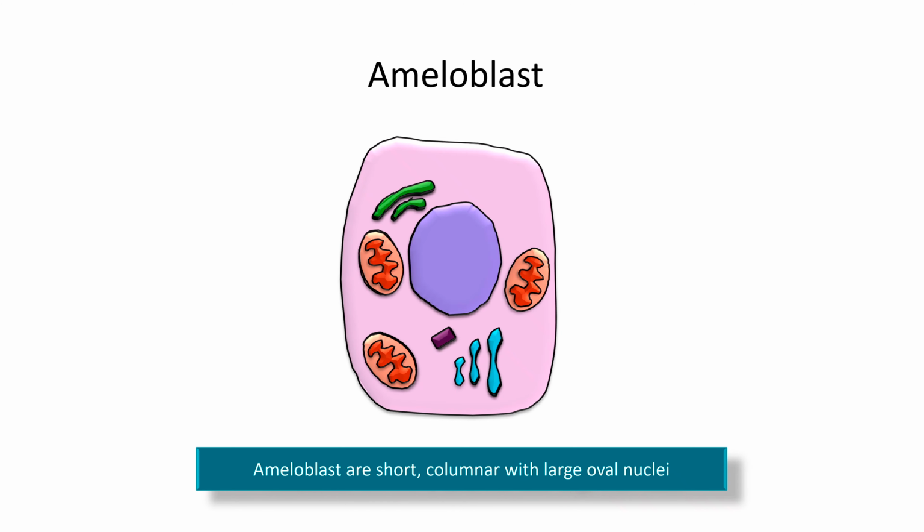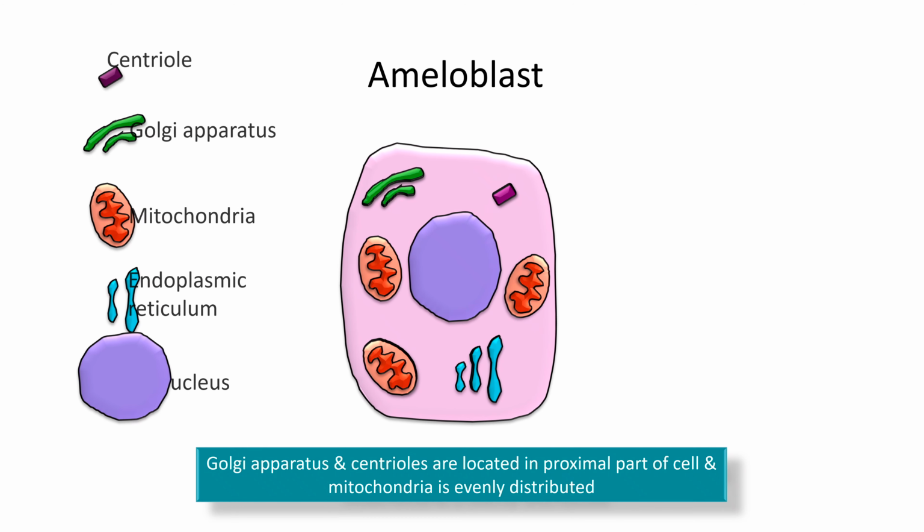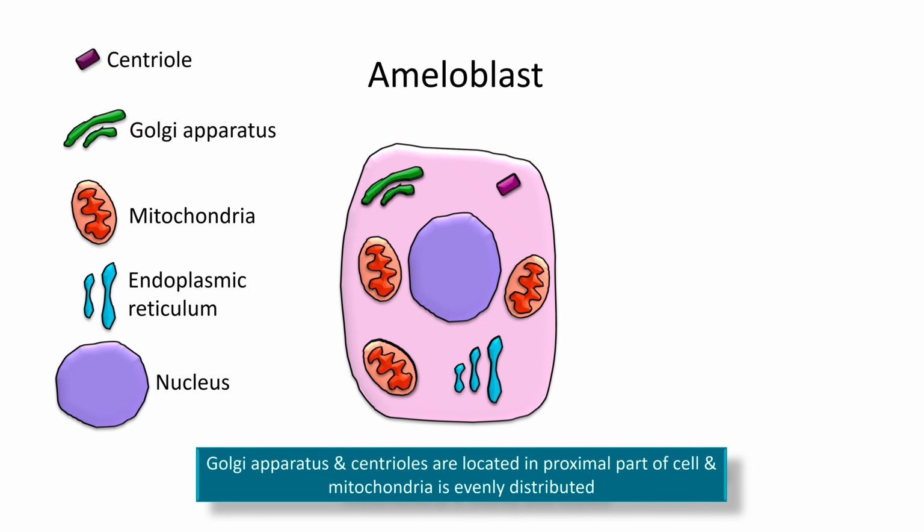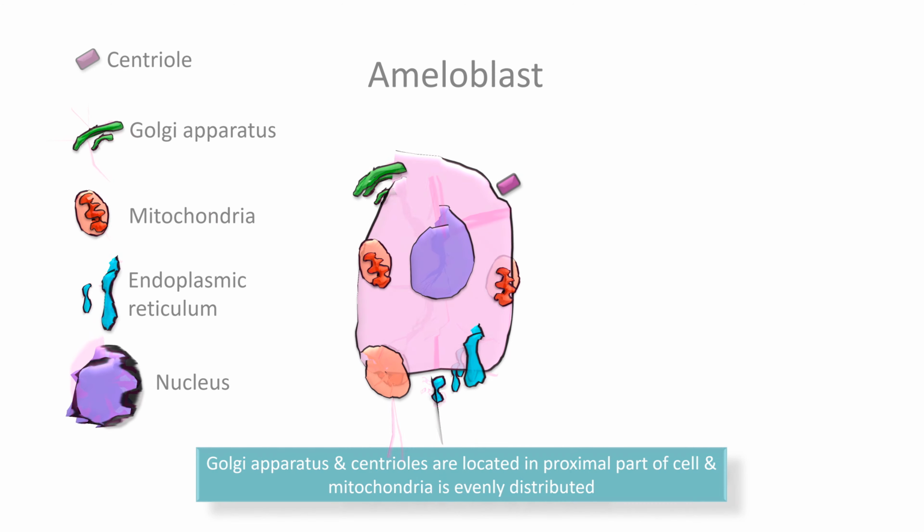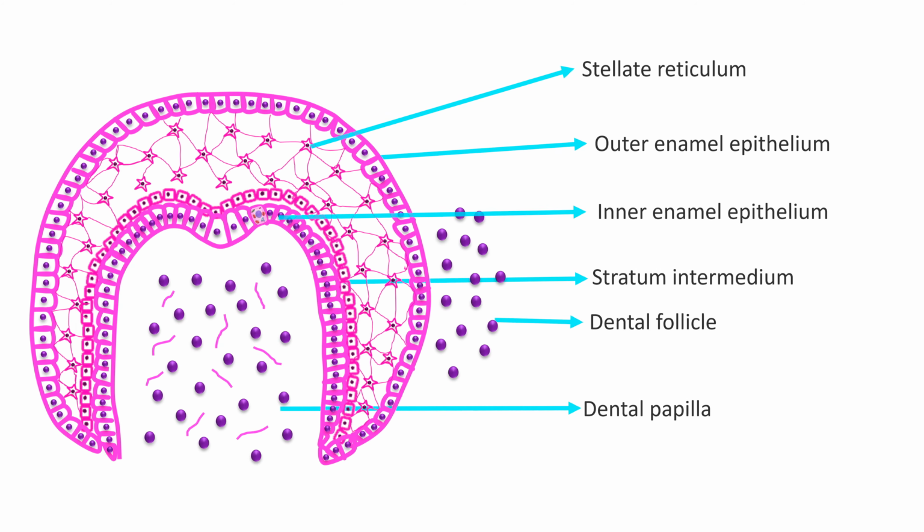This is ameloblast. These are the short columnar cells with large oval nuclei. These are the parts of ameloblast in which the Golgi apparatus and centrioles are located in the proximal part and mitochondria are evenly distributed. These are the parts of enamel organ.